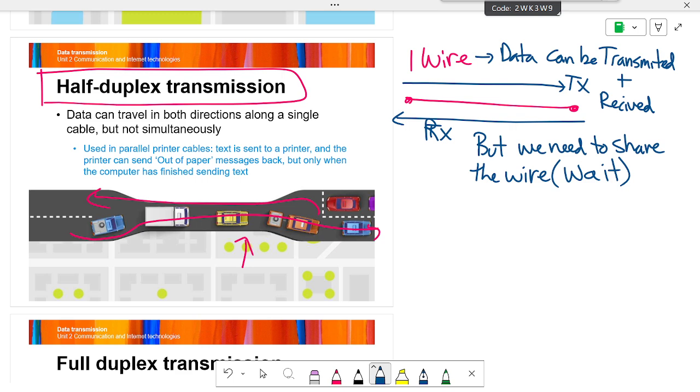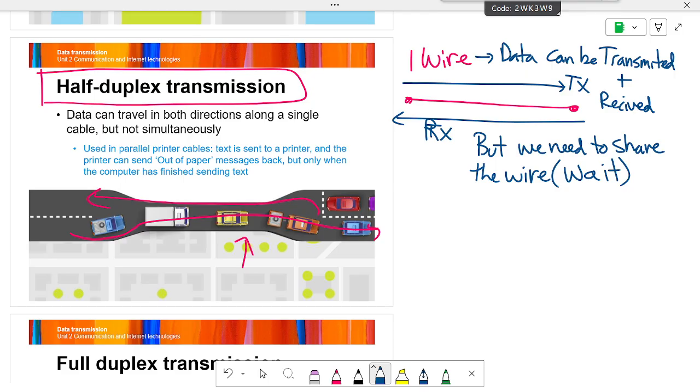This is a problem. What is the problem with half duplex? What is the problem if we only have one road? If the cars go this way, can these cars come back at the same time? No. So therefore, the problem is we have to wait. This is the problem. But tell me something good about this idea. With half duplex, what is something good about it?